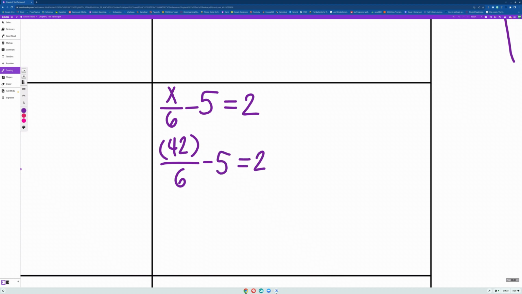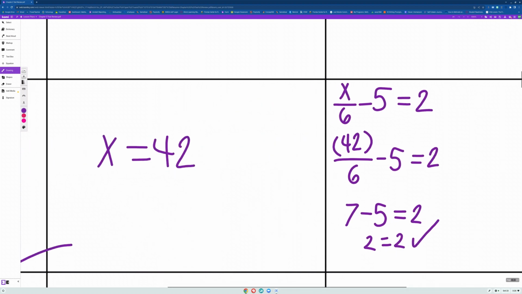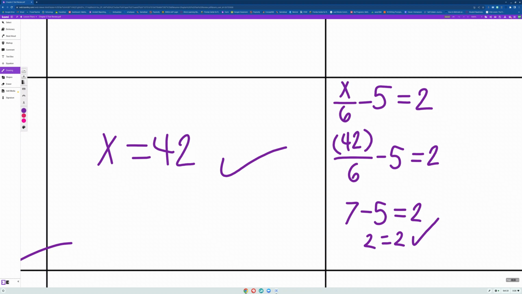So now just follow your order of operations. There's no math in my parentheses, no exponents, no multiplication, but I do see division. So 42 over 6, or 42 divided by 6, is going to give me 7. 7 minus 5 is equal to 2. So because 2 is equal to 2, that means that x is equal to 42.